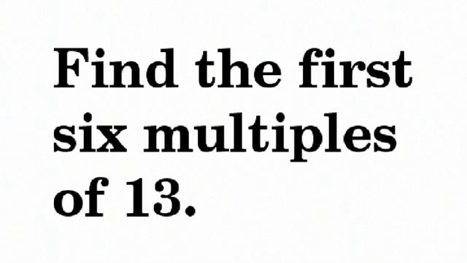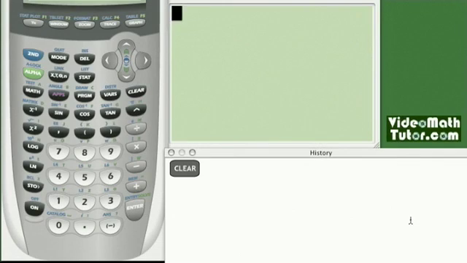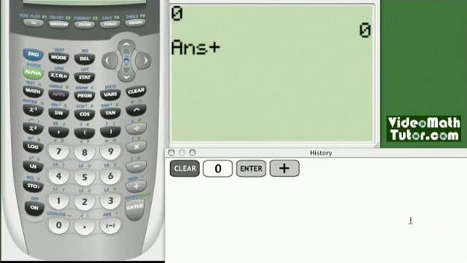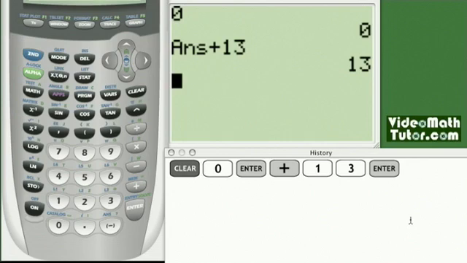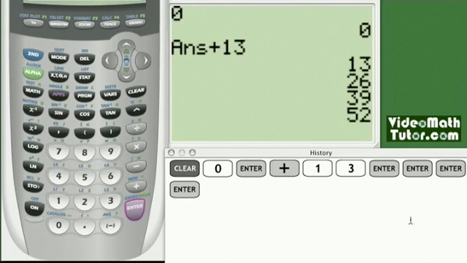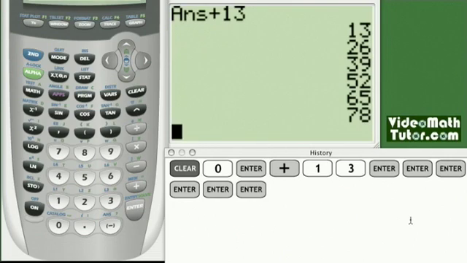Find the first 6 multiples of 13. Let's clear our display. Let's input 0 and then enter. Now plus 13 and enter. Now let's just continue entering. Enter, enter, enter, enter, and enter. So the first 6 multiples of 13 are 13, 26, 39, 52, 65, and 78.